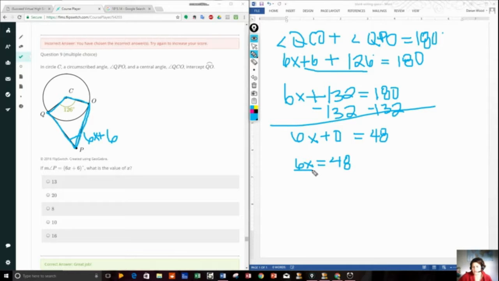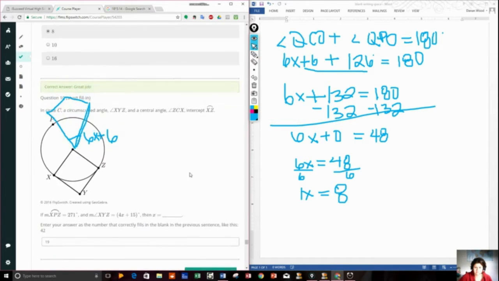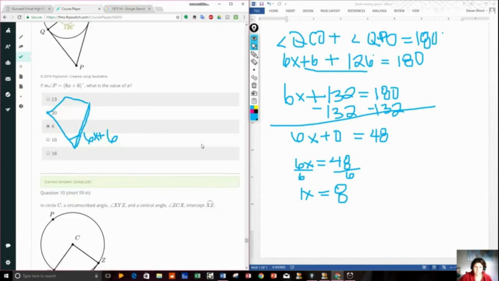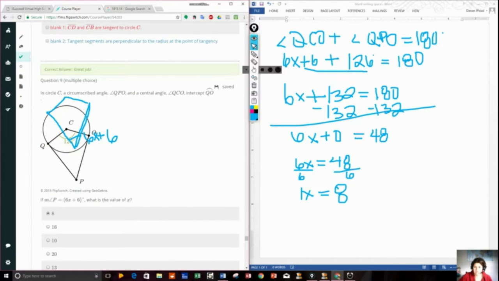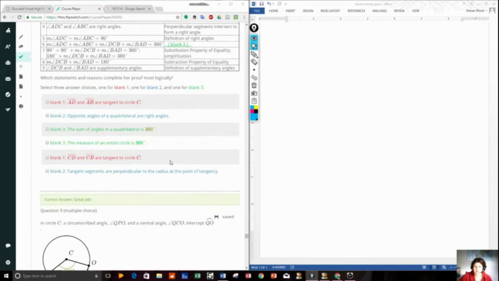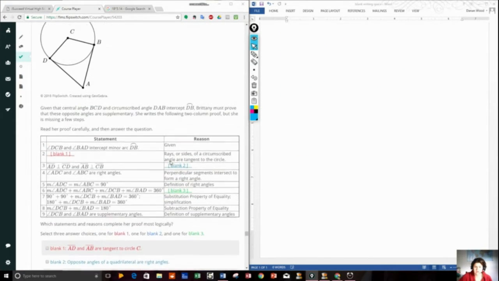6 is multiplying by x, so we're going to divide by 6. 6 divided by 6 is 1x. And 48 divided by 6 is 8. So we have x is equal to the 8 right there. Great job. Alright, so it's really important to remember the rules that they connect to.